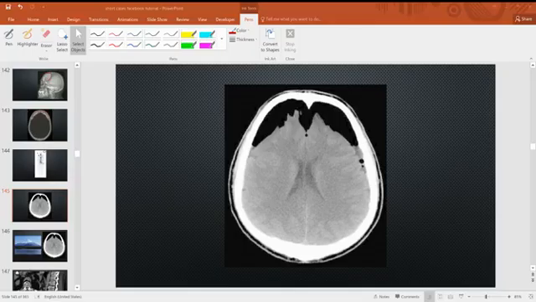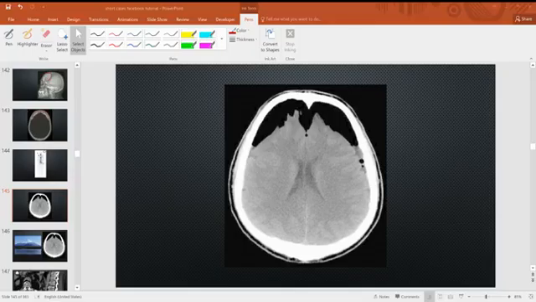Dr. Abdullah wrote Mount Fuji sign. Mount Fuji, pneumocephalus: it is not the correct answer. Pneumocephalus alone is not a correct answer. You should write tension pneumocephalus, and the sign is the Mount Fuji sign.